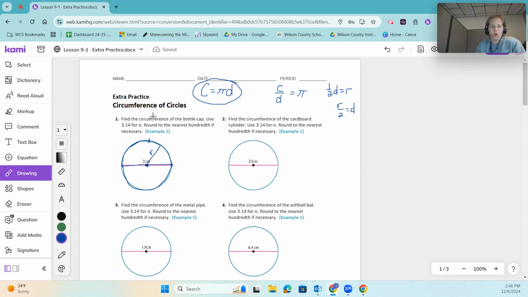Either way, you want to find that just so you know the relationship between those. Okay, so let's take a look here. Find the circumference of the bottle cap. Use 3.14 for pi, round to the nearest hundredth.